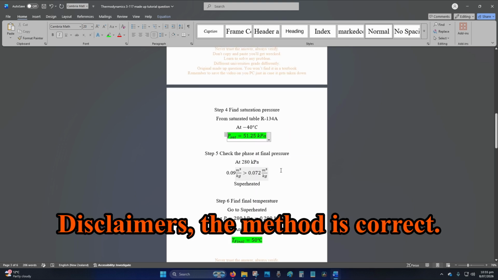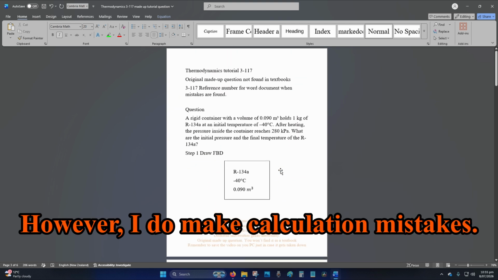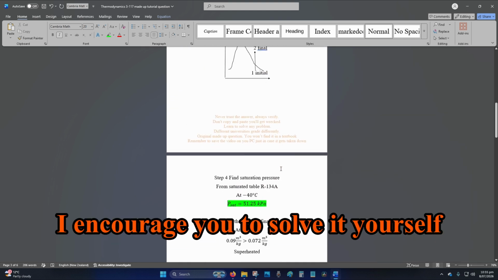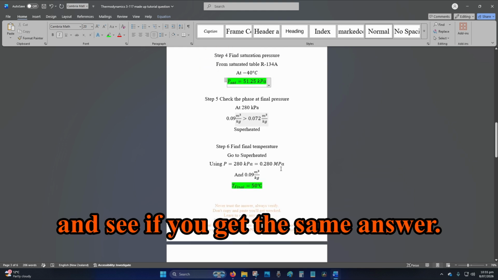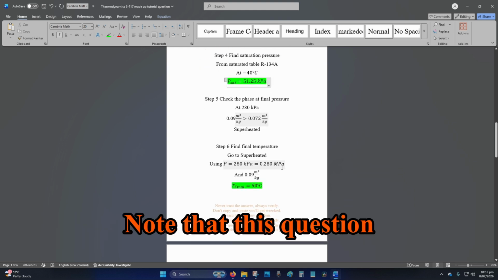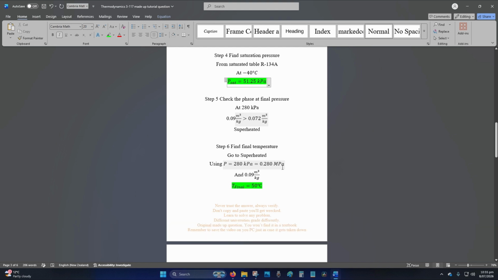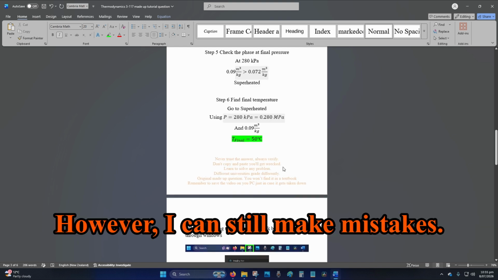Disclaimers: the method is correct. However, I do make calculation mistakes. I encourage you to solve it yourself and see if you get the same answer. Note that this question is mainly just reading the thermodynamic table. However, I can still make mistakes.